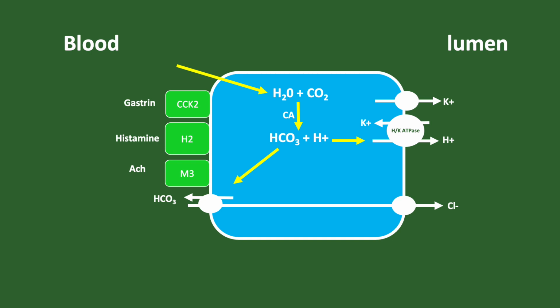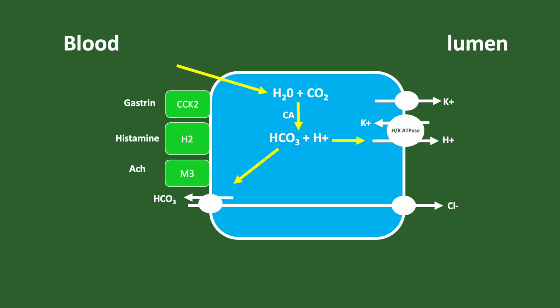Now let's look at the blood side of the cell, i.e. the basal membrane, where bicarbonate is exchanged for chloride. The chloride then moves across the cell and crosses the apical membrane into the gastric lumen via a chloride transporter, and thus forming hydrochloric acid.